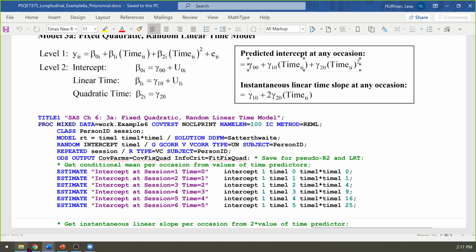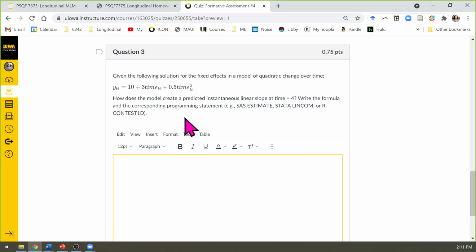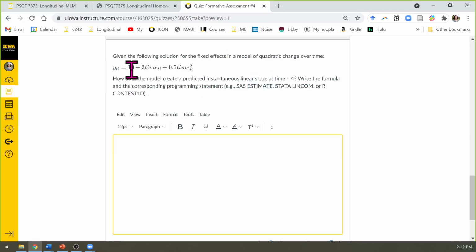So then to get the right answer for the last question here, I would need 0 intercepts, because what you're predicting is the slope. I need 1 linear slope, and then I would need 2 times the value of time. So it would be 1 and 8 as the coefficients that go in here. So you will get a chance to practice this, I think, in your homework. I'm pretty sure I asked that question. So any questions on those two?